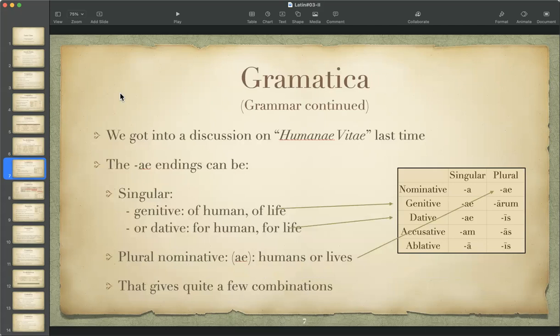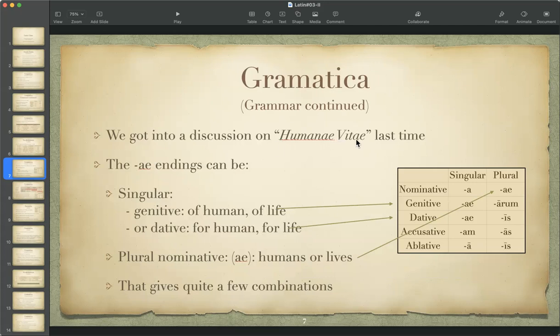And we also had a little discussion on what Humanae Vitae could have meant. This is where I wish I had a chalkboard or whiteboard that I could go up there and have diagrammed it. But anyway, I thought I'd go through it here a little more clearly.